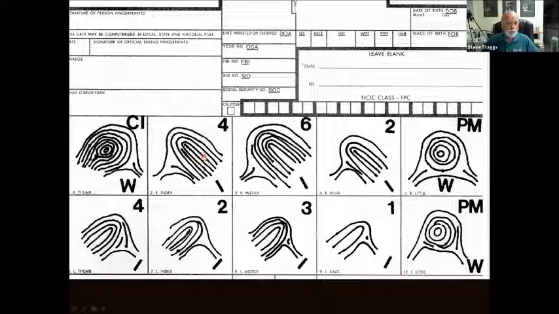And number 2 here, this is an ulnar left slanting loop, and it has a ridge count of 4. So we count the ridges between here and there, and we have 1, 2, 3, 4. So that's a count of 4. So that's how you would block out a card.